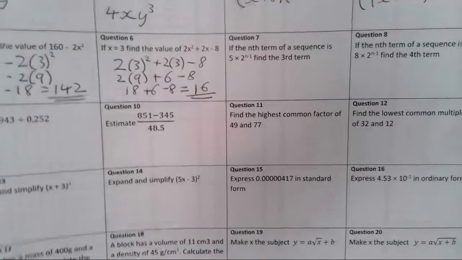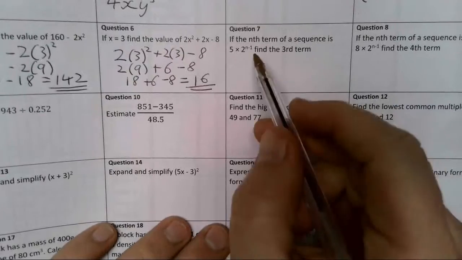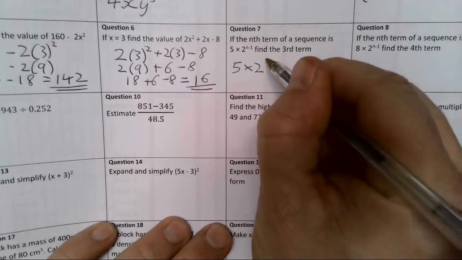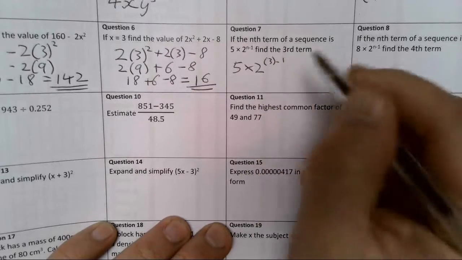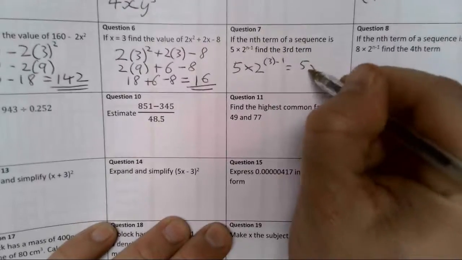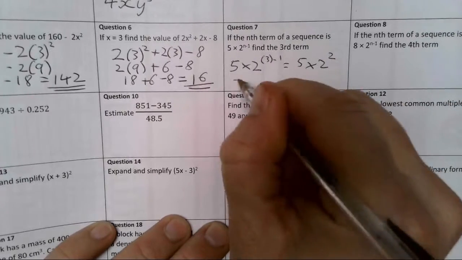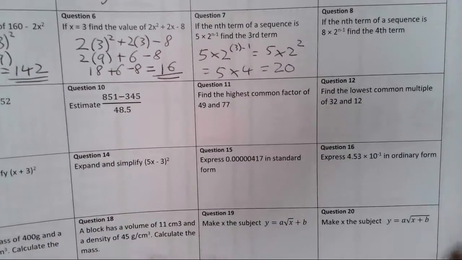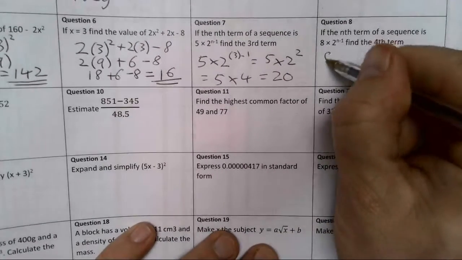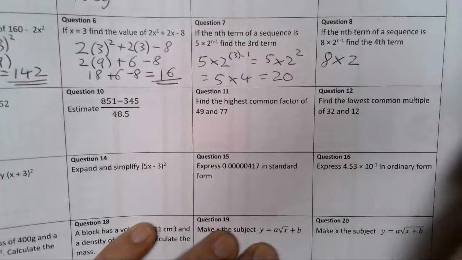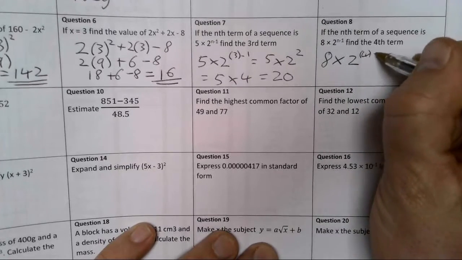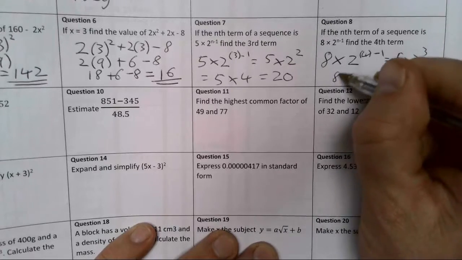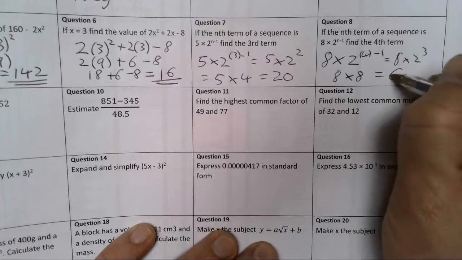Question 7. Nth term of the sequence, if this is the third term, then we've got 5 times by 2 to the 3 minus 1, which is the same as 5 times 2 to the 2, which is the same as 5 times by 4, which is 20. And the same kind of deal here. 8 times by 2 to the 4 minus 1 is 8 times by 2 to the 3, which is the same as 8 times by 8, which is 64.